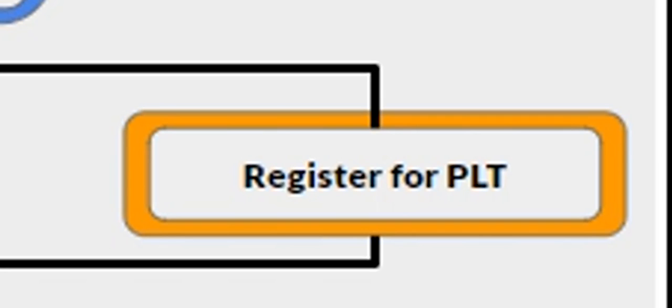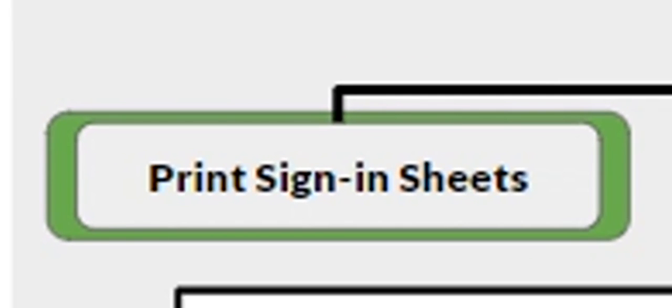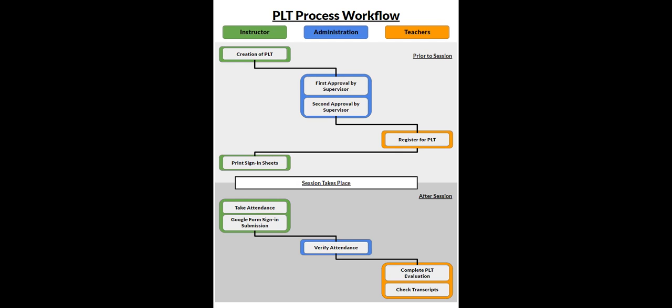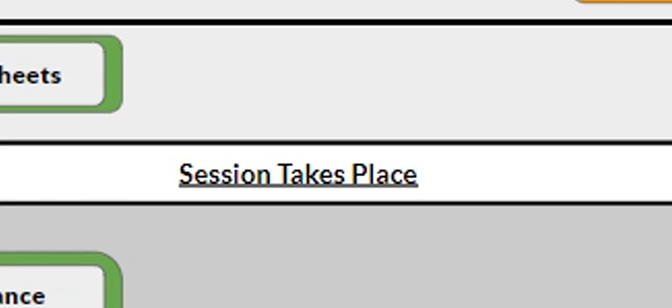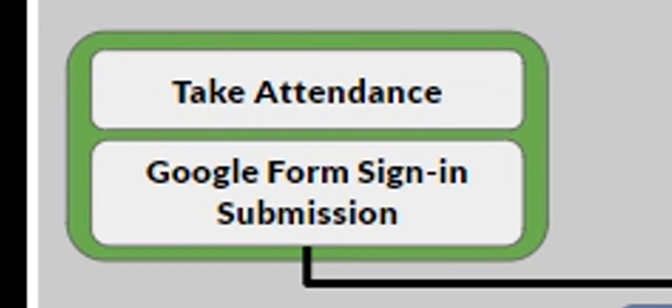Teachers can register for this PLT from the moment it's been approved up until the day the session runs. Once it is time to run the session, the instructor is responsible for printing a sign-in sheet from Unified Talent. Again, all of the instructor responsibilities can be found in the instructor tutorial guide on Unified Talent. The session takes place, and afterwards, the instructor will go into Unified Talent to take attendance and then submit the sign-in sheet through the Google Forms submission. Again, that is linked in Unified Talent.